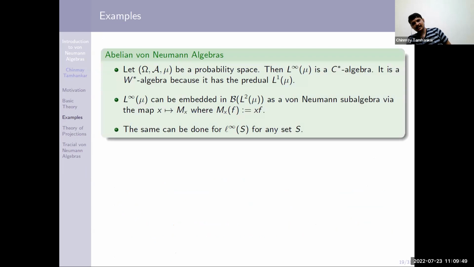So first we see abelian von Neumann algebras. Suppose we have a probability space (Omega, A, mu), then L infinity mu is a C star algebra, and it is also a W star algebra because it has the dual L1. And L infinity mu can be naturally embedded in B of L2 mu as a von Neumann subalgebra via the map x goes to M_x, where M_x is the multiplication operator. It is defined by M_x of f is x times f. And we can do the same thing for little l infinity of S for any set S.